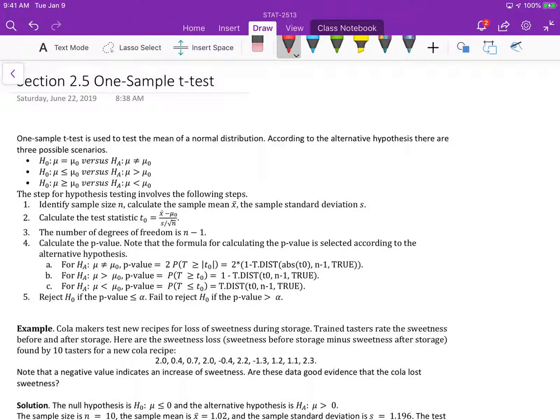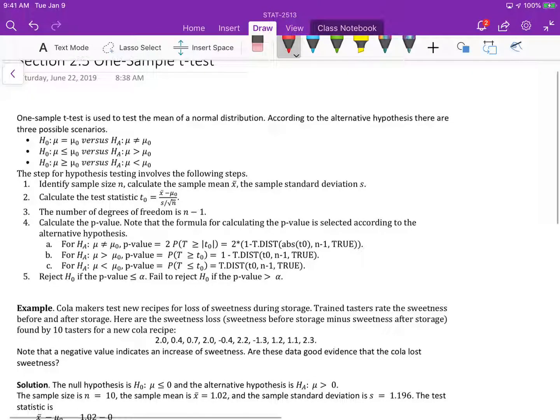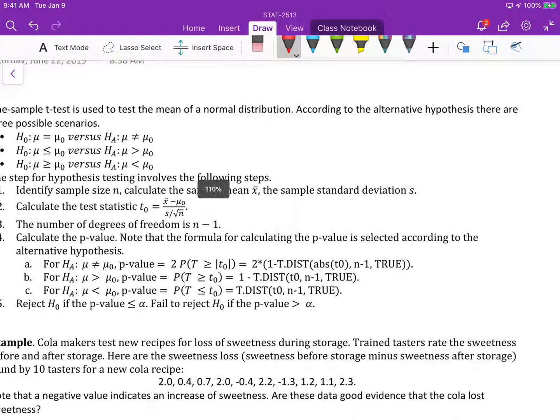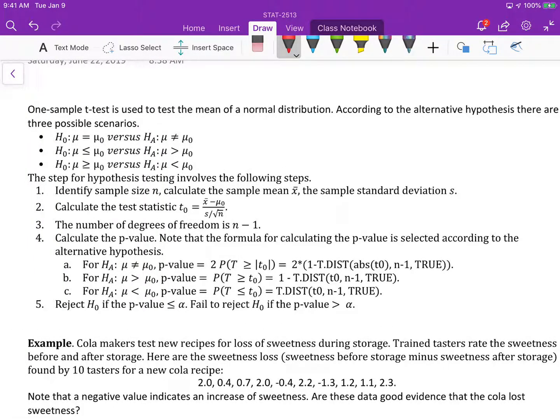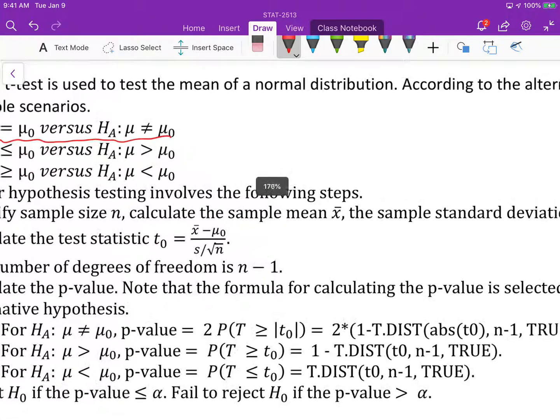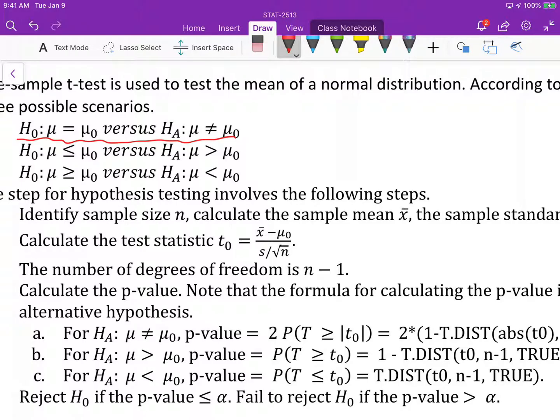I will use this example to explain the one sample t-test. A one sample t-test is used to test the mean of a normal distribution. According to the alternative hypothesis, there are three possible scenarios. So basically, you may have a two-sided test like this one, or you may have a one-sided test: either mu greater than mu zero, or mu smaller than mu zero.